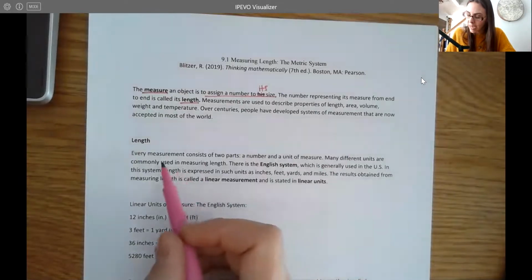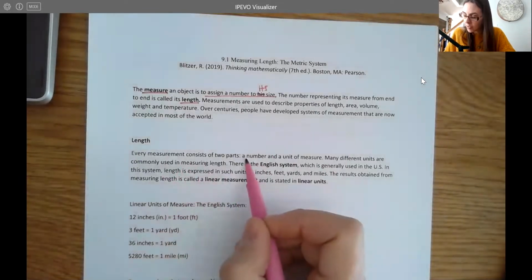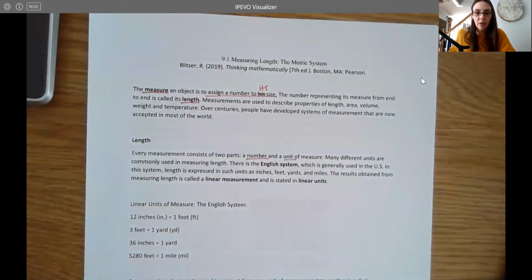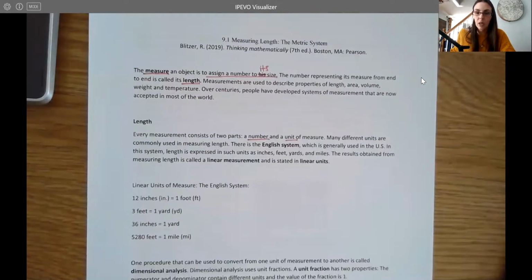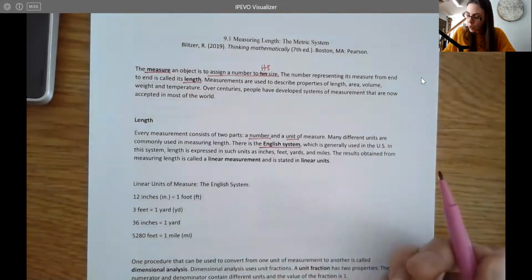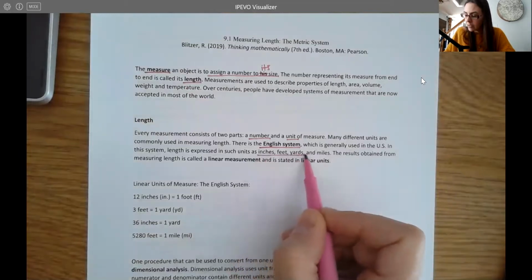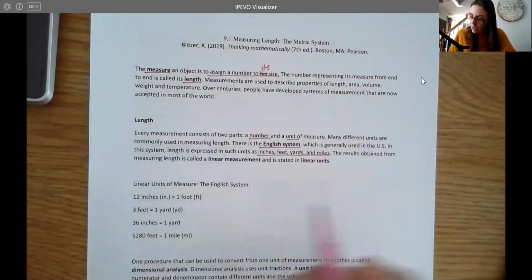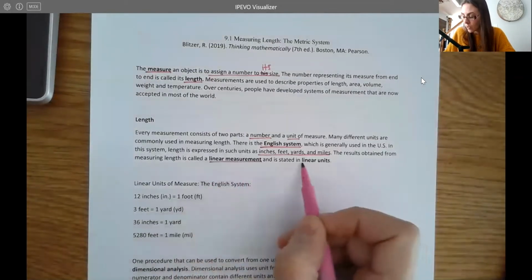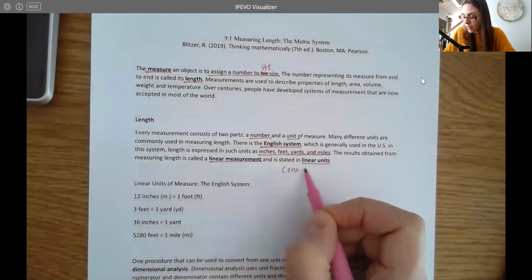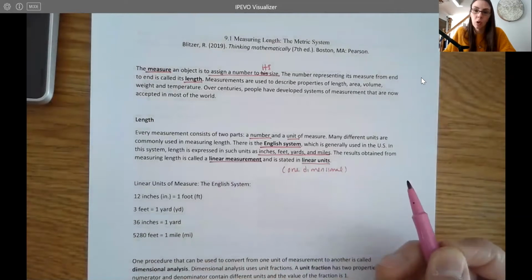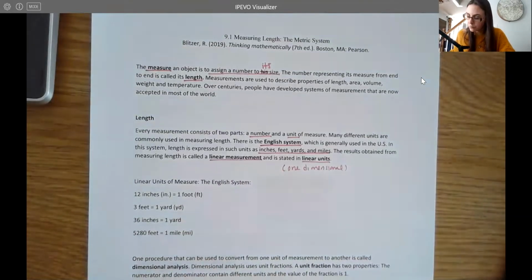One thing you want to note is that every measurement has two parts: there's the number and there's also the unit, which is really important. Many different units are commonly used in measuring length. In the United States, we typically use the English system, so we have things like inches, feet, yards, and miles. The results obtained from measuring length are called linear measurements or linear units. Again, these are one dimensional, so no squares, no cubes here, just one dimension.